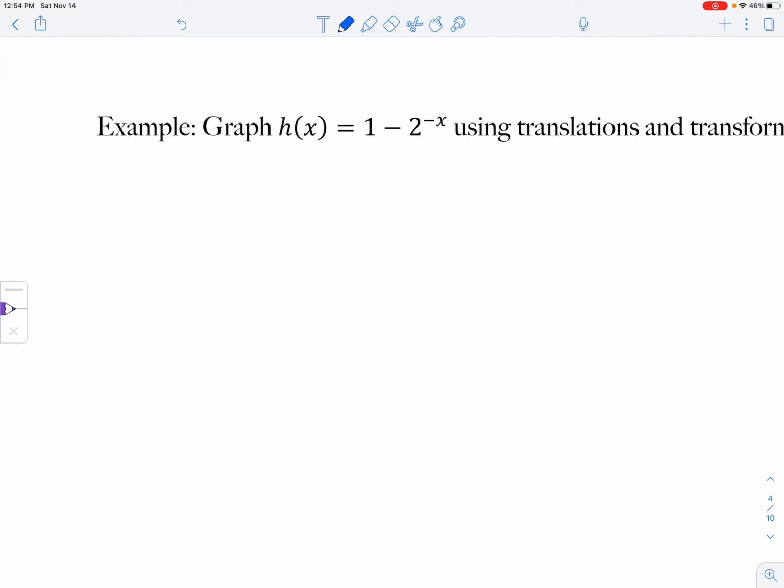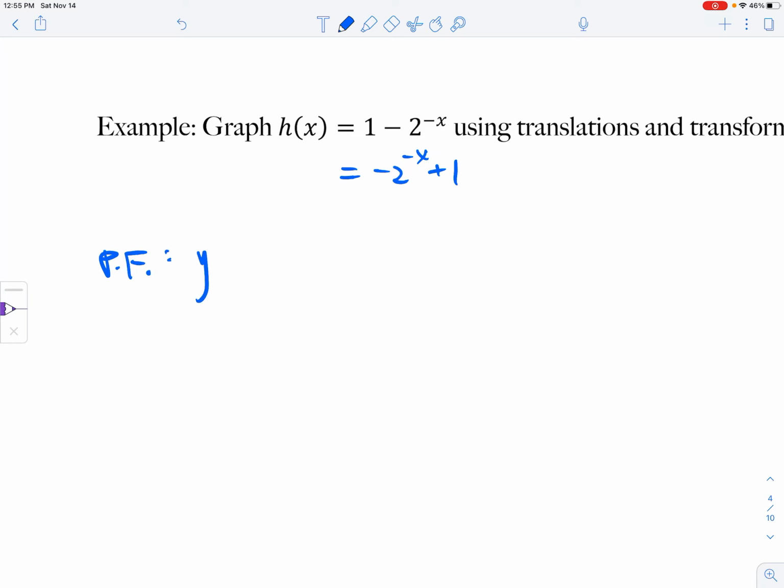Okay, and let's do one more. Again, the point here is that you can graph these functions using the same translations and transformations that you are familiar with. So I would actually rewrite h of x as negative 2 to the negative x plus 1, because remember we do the shifts last. So we take care of any reflections, stretch, shrink, before we do horizontal and vertical shift.